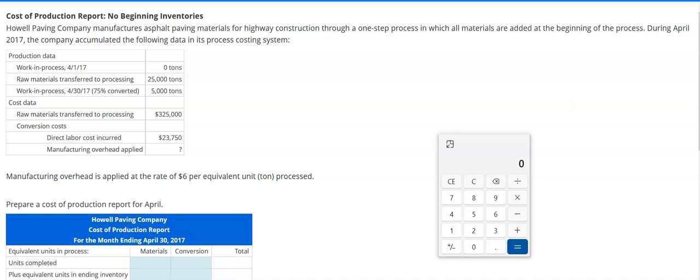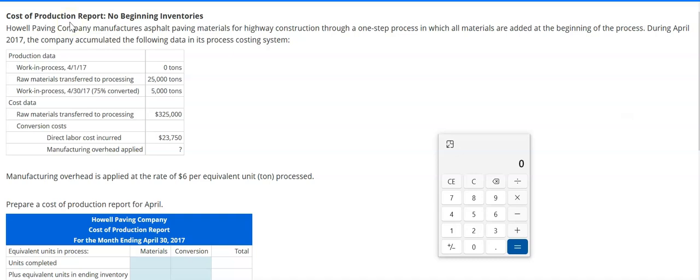Okay, let's take a look at a question regarding what we call a cost of production report. And I do want to say a couple of things before we get started. Number one, this is a situation where we have no beginning inventories. Now, if you need to fill out a cost of production report where you have beginning inventories and you are using the FIFO method, I would probably recommend a different video for you, because this is very much a beginner level video for cost of production reports.